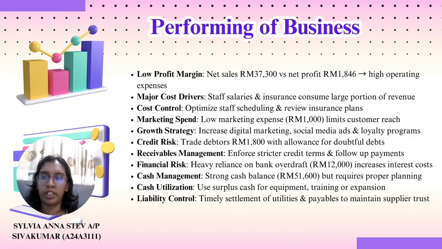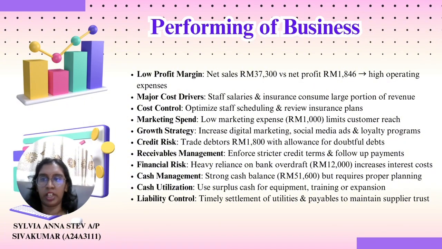For May 2025, Bubble Brew Tea House achieved net sales of 37,300 ringgit, but stated a very low net profit of 1,846 ringgit, indicating that a significant portion of revenue is consumed by operating expenses. Key cost drivers include staff salaries and insurance, which together form a large share of total expenses. Management could improve profitability by optimizing staff scheduling and exploring more cost effective insurance plans.